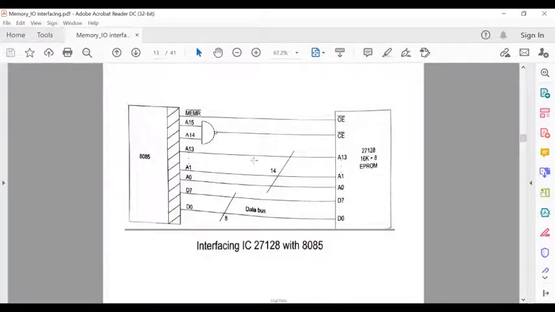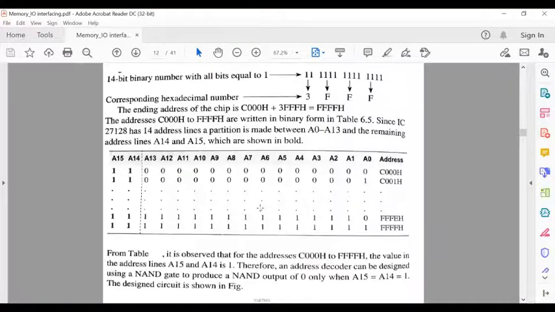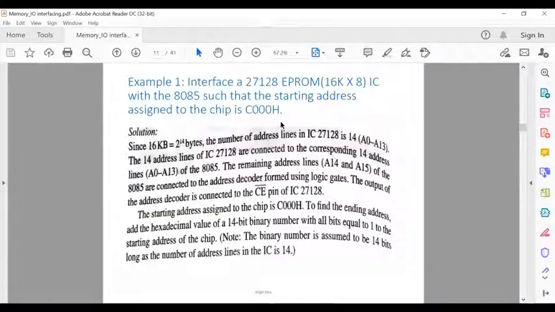Okay, but before making it, you have to calculate the memory mapping. You have to use the memory mapping technique to calculate the starting address or ending address of that particular device, because in your problem statement it is given that the starting address is C000. So here you don't know what the ending address will be. You have to calculate it. Okay, so any one address is to be given in your problem statement or design statement, either the starting address or the ending address.